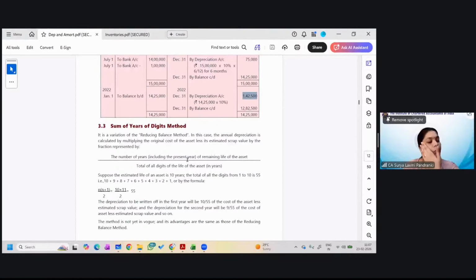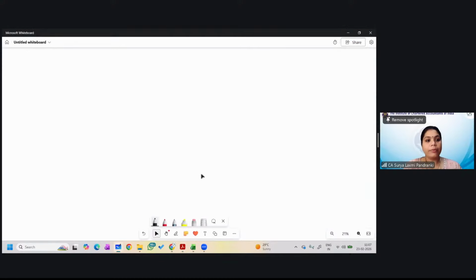Now we will have a few other methods wherein, when you're calculating depreciation, a few things have to be considered. The first one is called the sum of years' digits method. In this method, I'll take an example. If you have a useful life of 10 years, how will you calculate depreciation? Generally, you will take cost divided by 10 years, and then you will get your depreciation. This is how we generally do it when useful life is given.